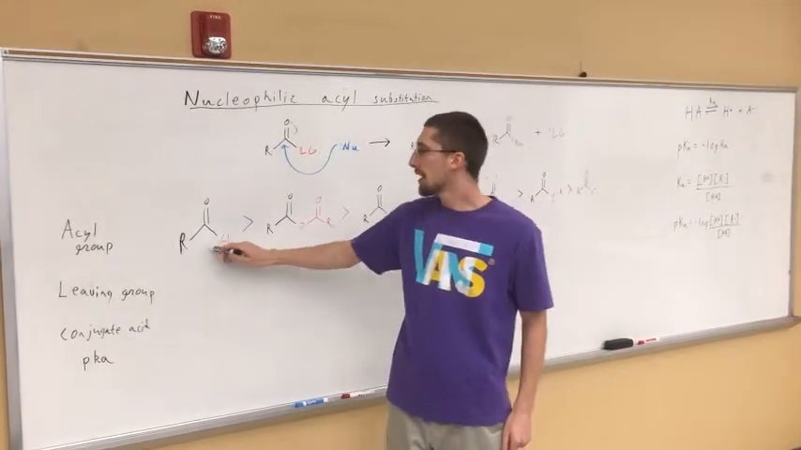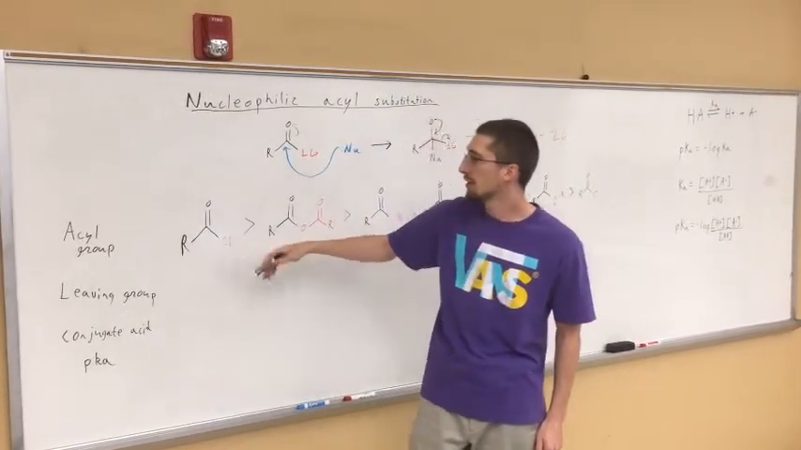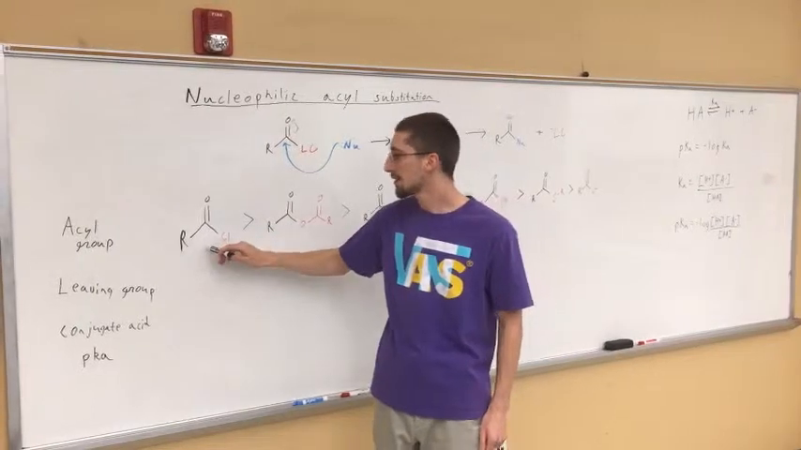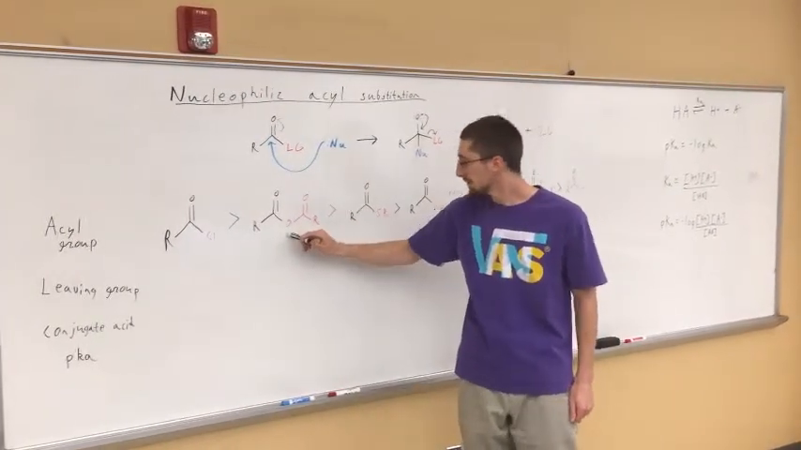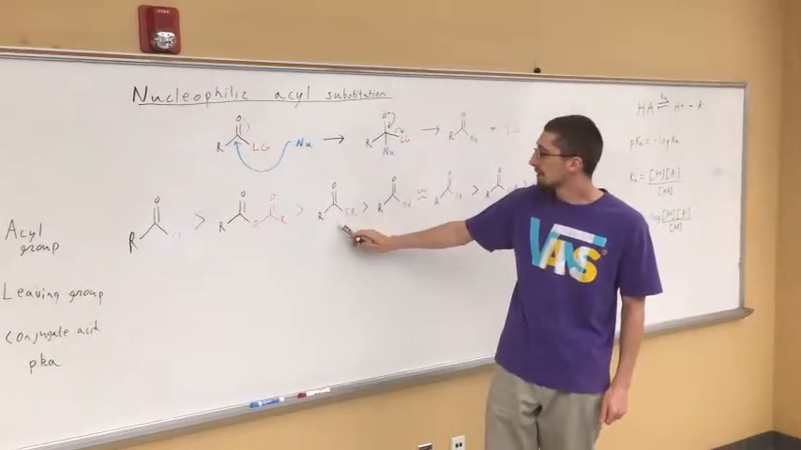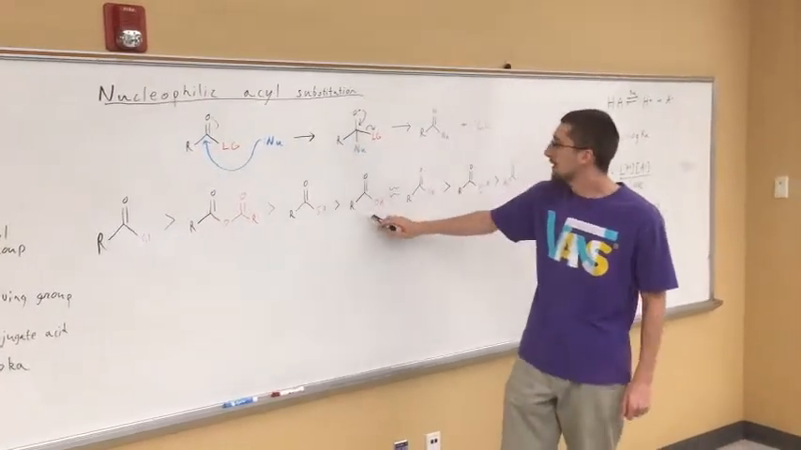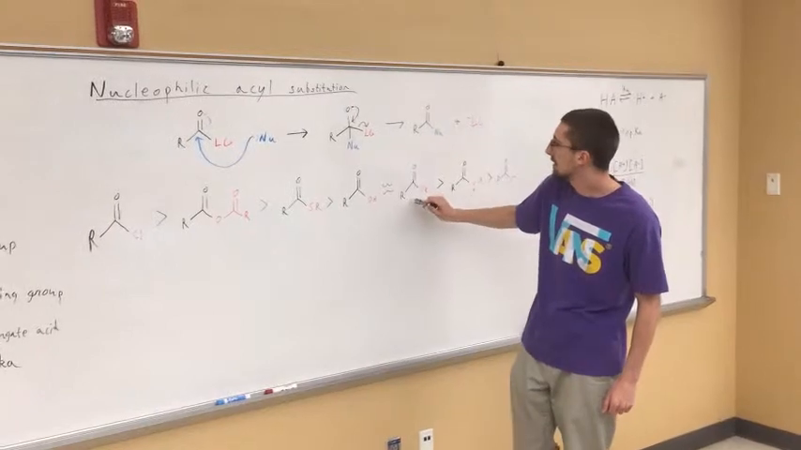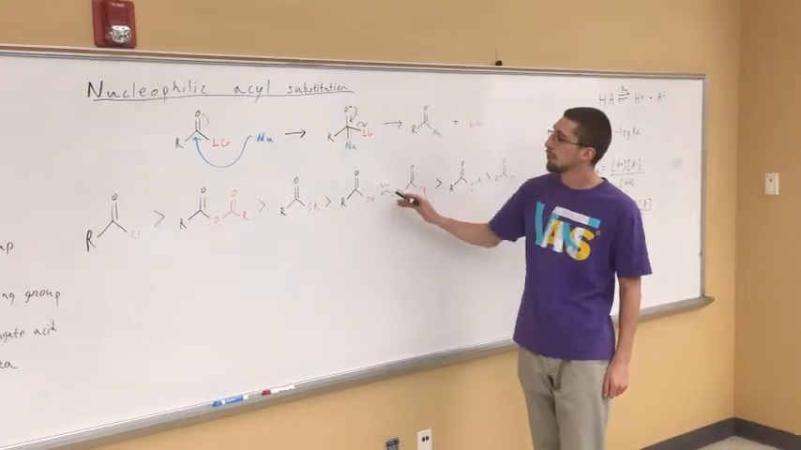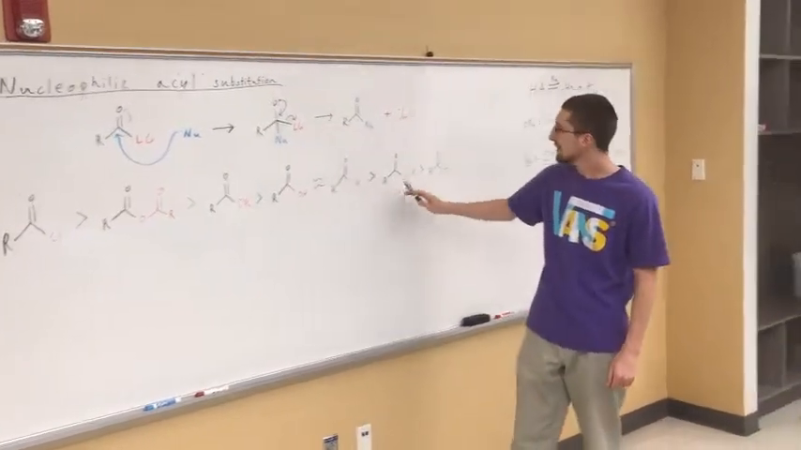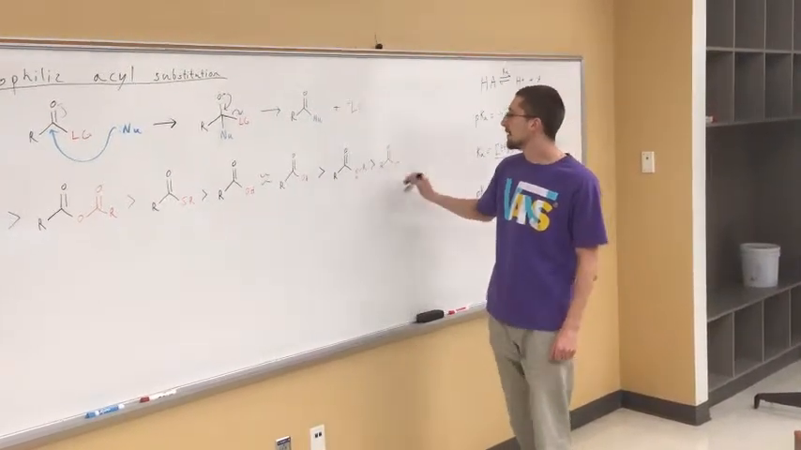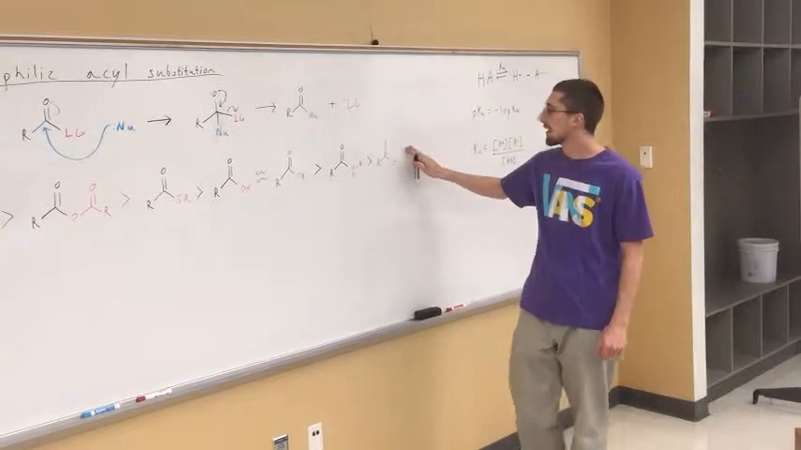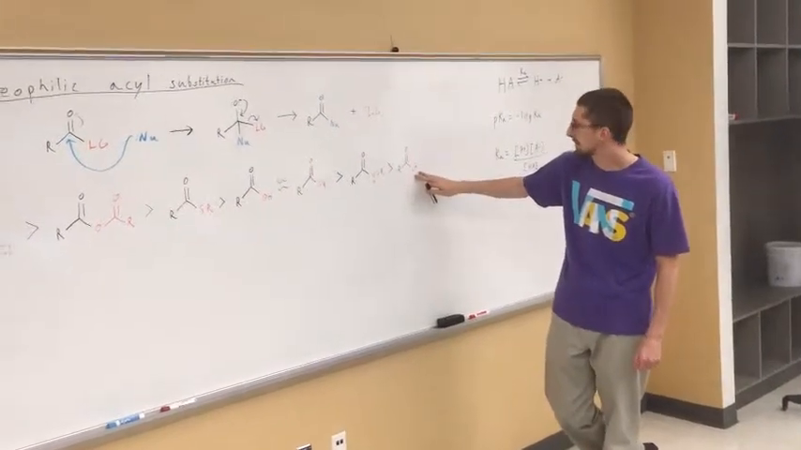The acyl chlorides, or in general the acyl halides, are going to be the most reactive acyl compounds. Then you're going to go down to the anhydrides, the thioesters, and then the carboxylic acids and the esters are going to be about equivalent in reactivity. And then the amides are going to be less reactive. And then the most unreactive that we're going to look at is going to be the carboxylate.